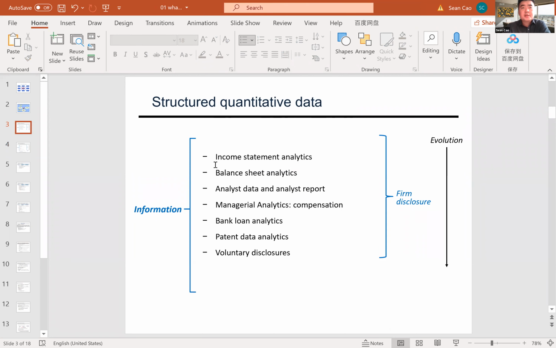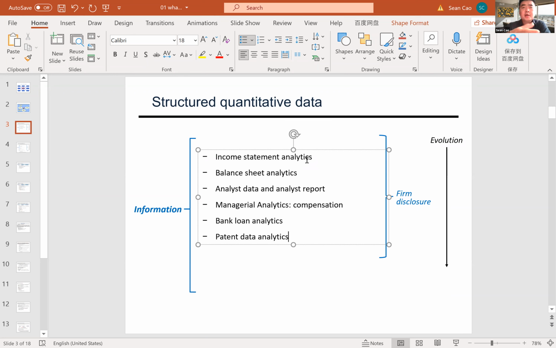Basically, this is the most common data that firms are using, the Big Four are using, investment companies are using, hedge funds are using. This is the most common numerical data that industry and academics are using. So what we have is income statement analytics. The income statement has a lot of information. It has the sales, earnings, and expenses. How exactly can we analyze the income statement to predict the firm's future performance? That's basically one big idea behind income statement analytics.